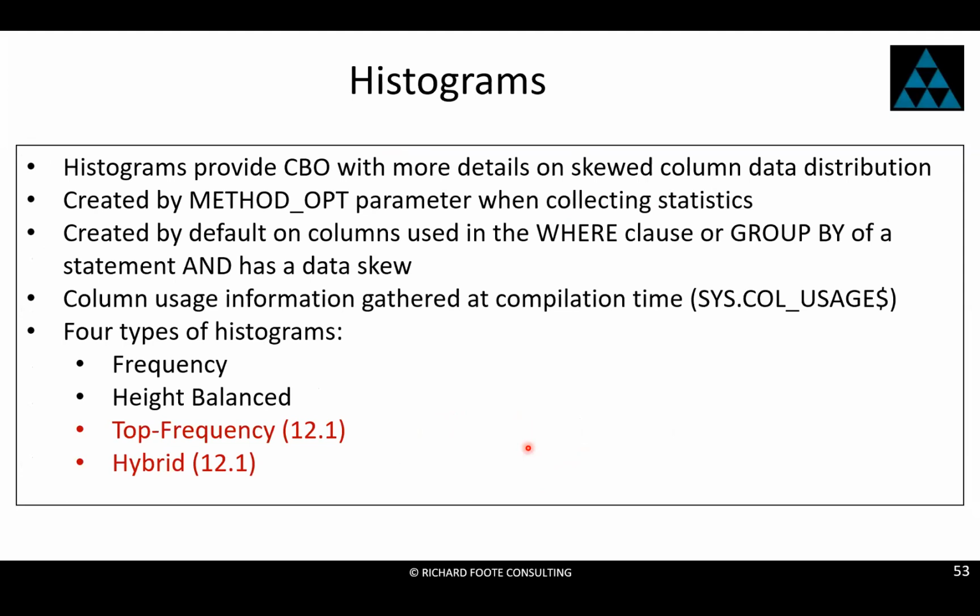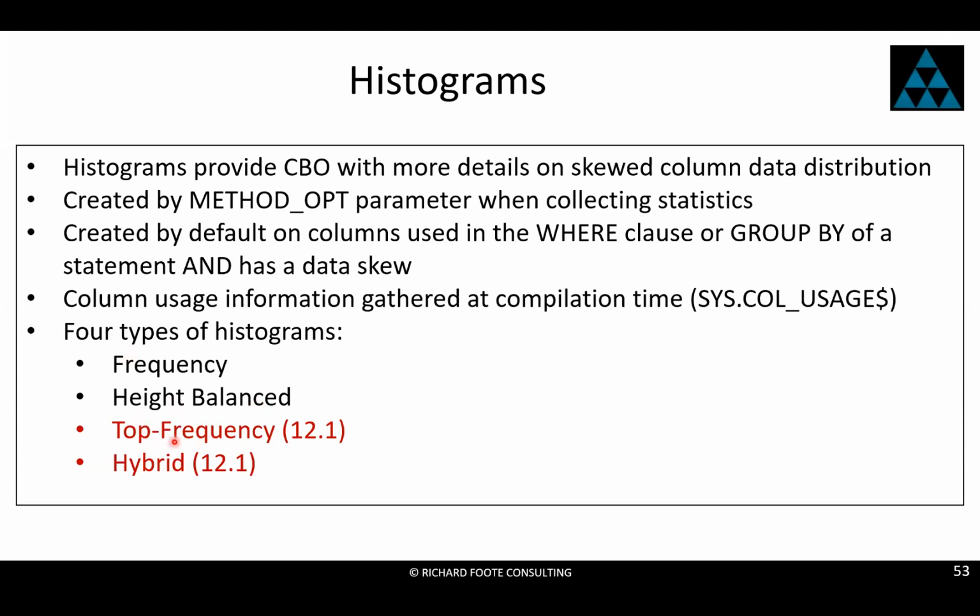Because by default, if all we know is the minimum, the maximum, and the distinct number of values, there's nothing there to indicate data skew. So this is why we have histograms. And there are basically 4 types of histograms: frequency, height balanced, top frequency, and hybrid.